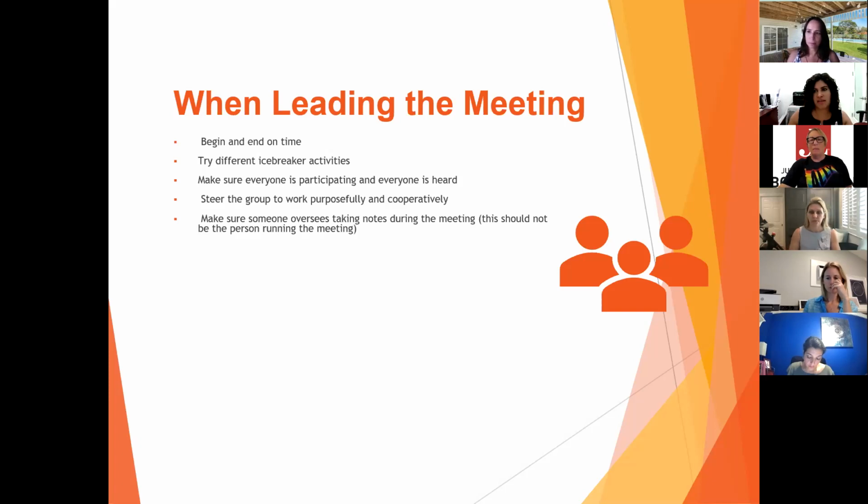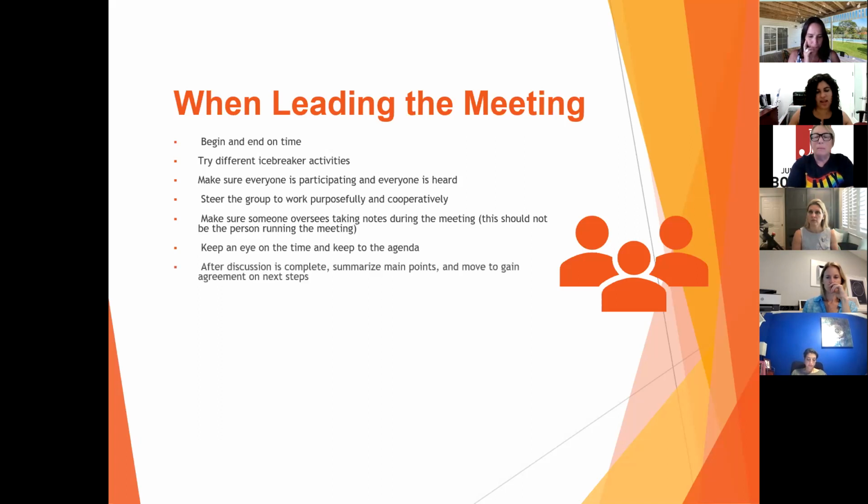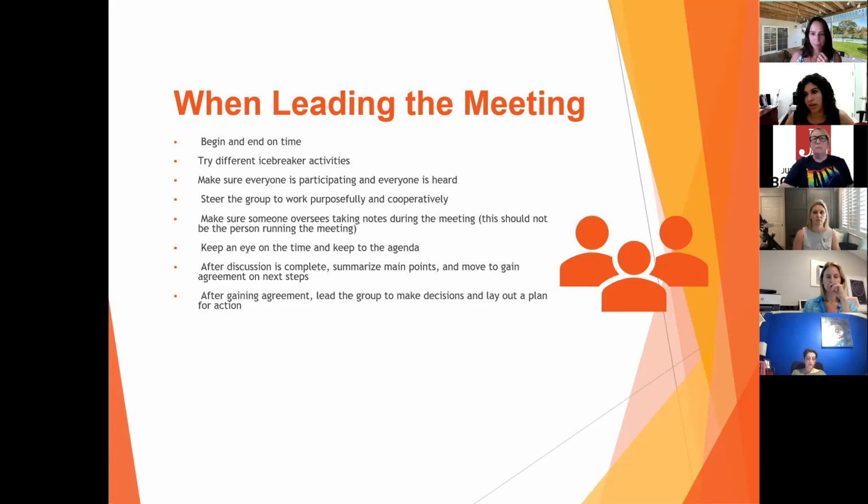Once again, they just have to take notes when it starts, what the agenda items were discussed, and what everyone decided on. As I said, always keep it on time and keep it to the agenda. The reason why everybody should have the agenda items is so that you stay on track. After your discussion is complete, you should summarize your main points and then move on to agreement on next steps. Also, leave the group to make their own decisions and lay out a plan for action.